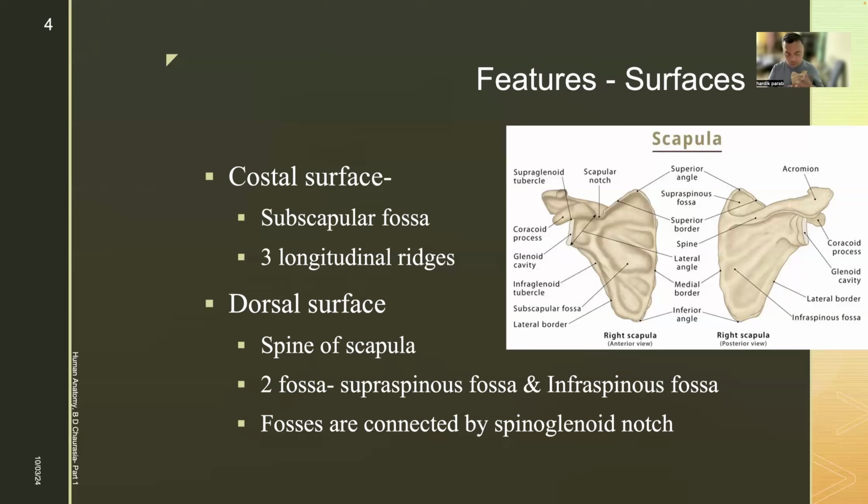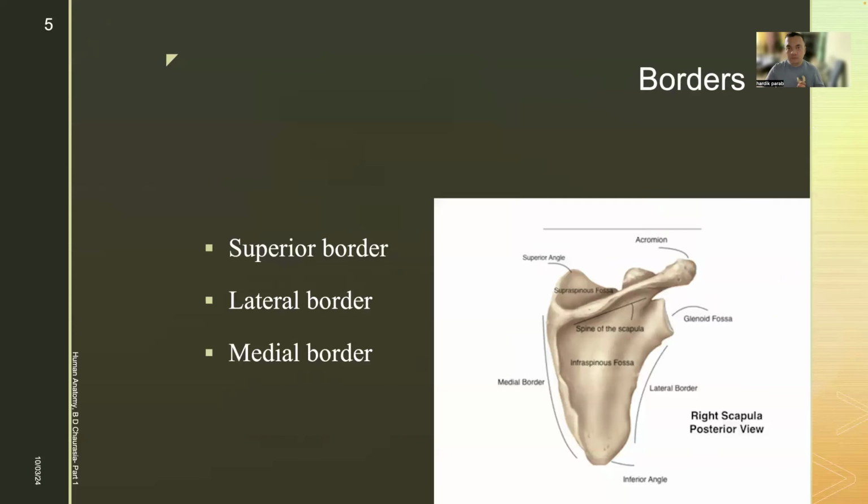And these two fossae are connected by the spinoglenoid notch. So we have a spinoglenoid notch over here, जो आपके दोनों fossa को connect करता है. So in that way, these are the important surface features. Okay. Now in the features, in the upper surface, we are going to talk about the borders. In borders, we can see in the diagram. So it has a lateral border, it has a medial border. These are the two main larger borders: lateral border, medial border, and superior border is over here.